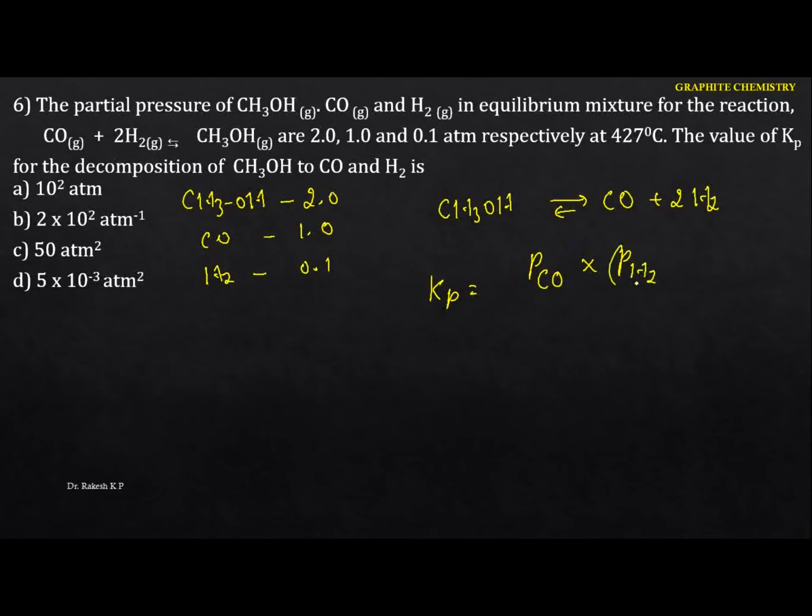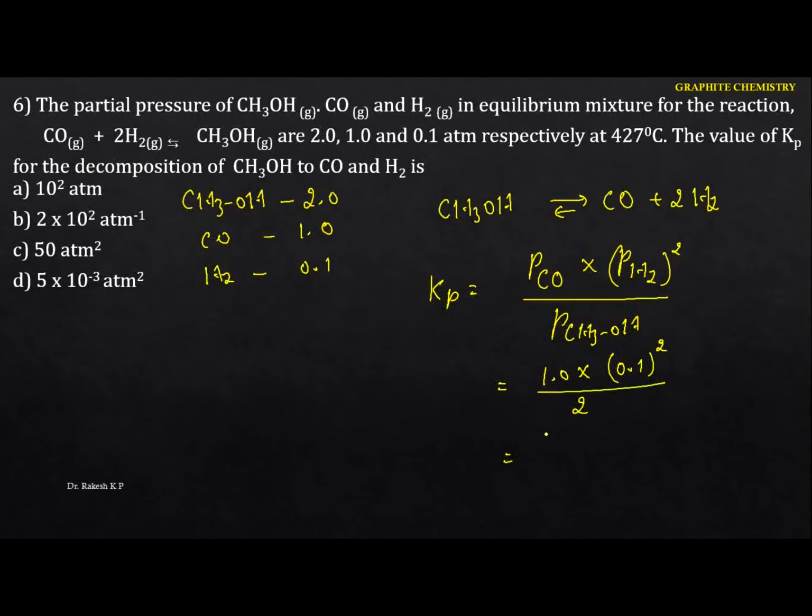Okay, this will be squared, because we have 2H2, divided by the partial pressure of the reactant, that is methyl alcohol. Just go to this one. What is the partial pressure of carbon monoxide? They are given 1.0. For hydrogen they are given 0.1. That means 0.1 squared, divided by 2.